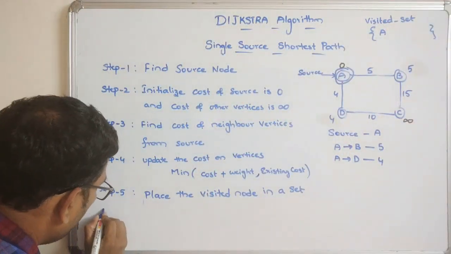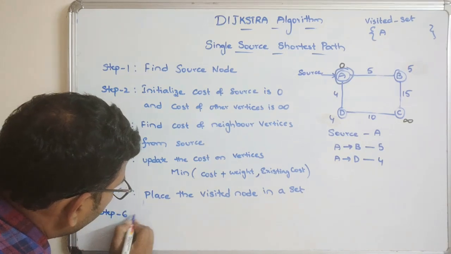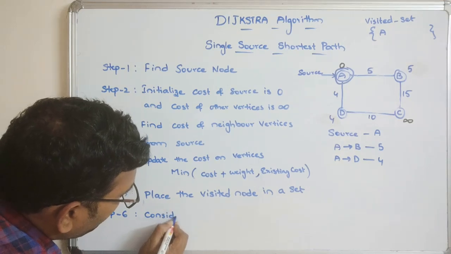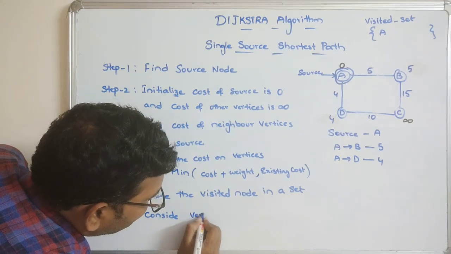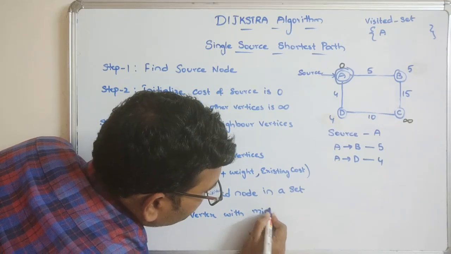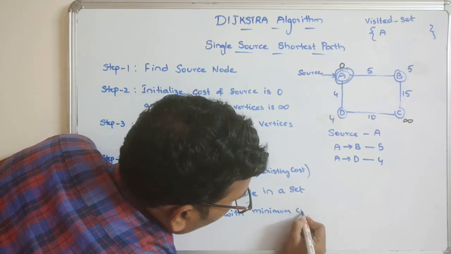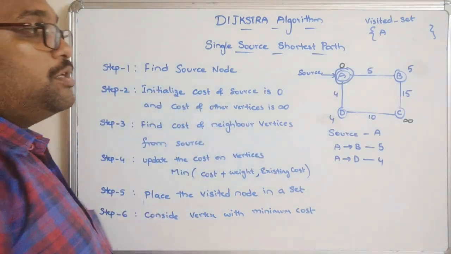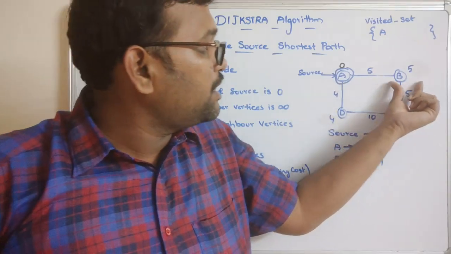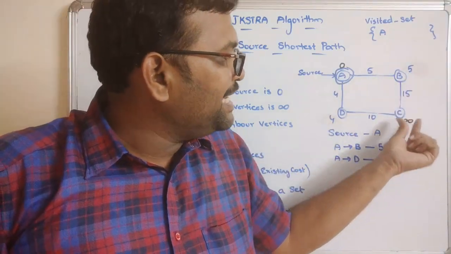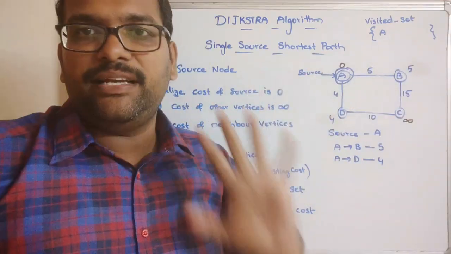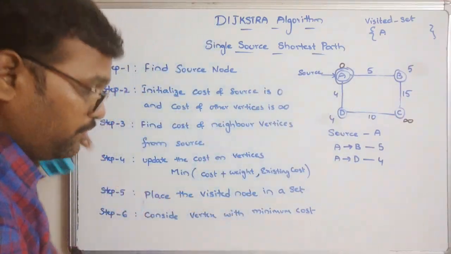Now step 6, consider vertex with minimum cost. Now this one is already visited, so we need not consider it. Consider the cost of B, which is 5, C infinity, D 4. So these 3 are unvisited vertices.